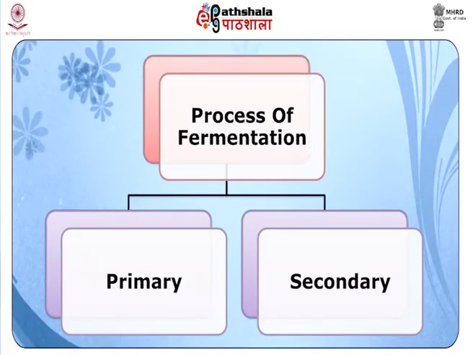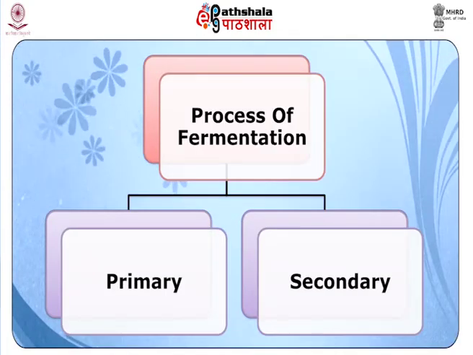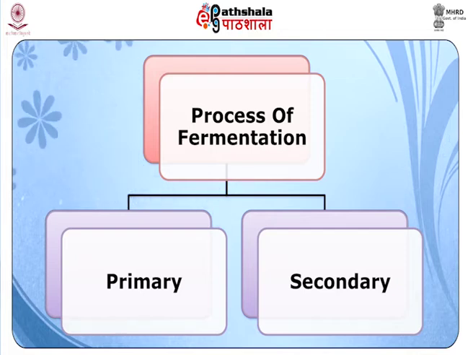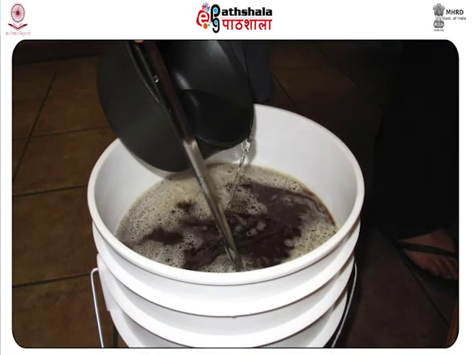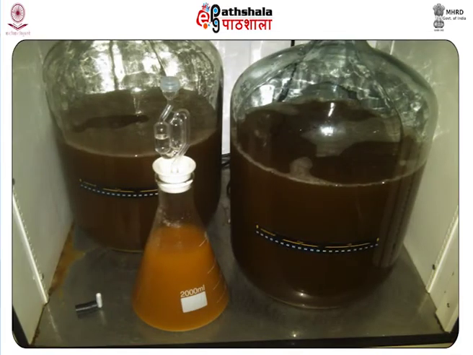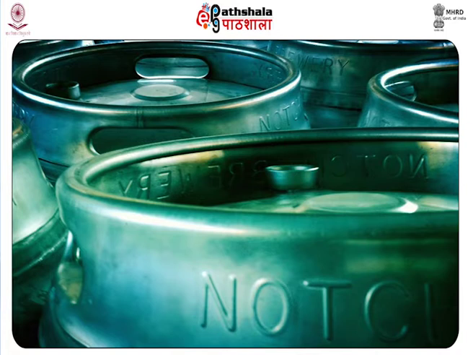The process of fermentation is occasionally done in two steps, primary and secondary. After the production of alcohol in the primary fermentation process, the beer is put in a new container and the secondary fermentation process is carried out. When the beer needs long storage before being packed, the secondary fermentation is carried out. Once the fermentation process is complete, it is packed into bottles, casks, or aluminium cans.